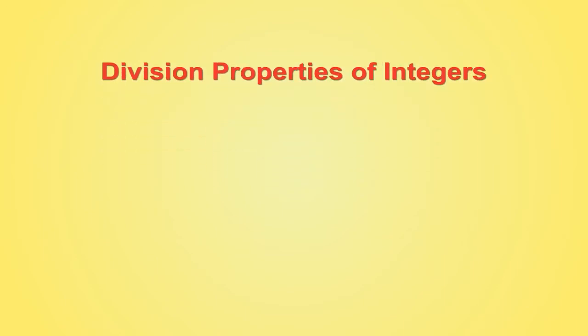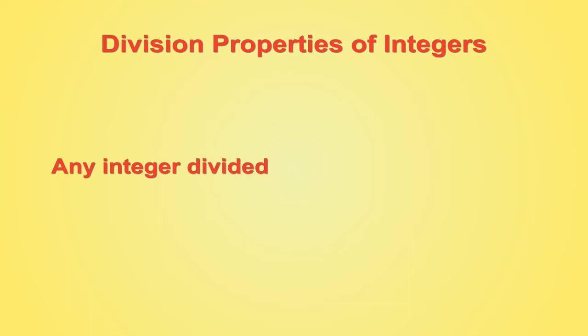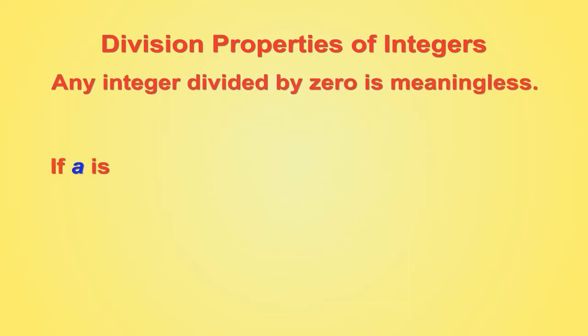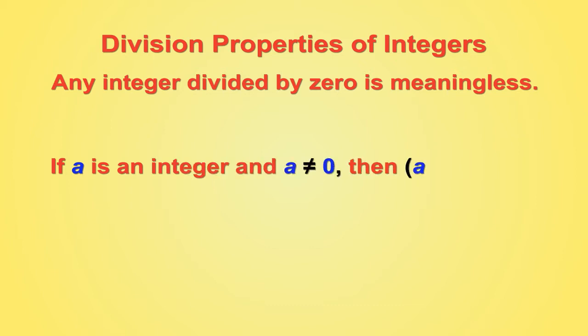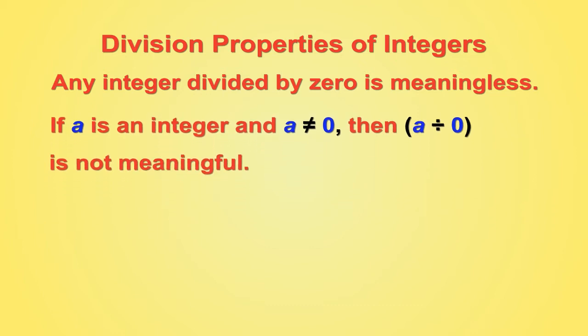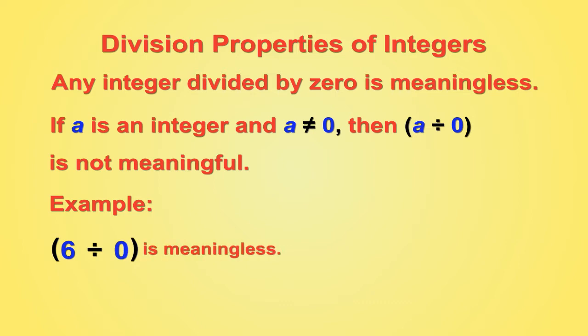Let's now learn about some more division properties of integers. Any integer divided by 0 is meaningless. It means if a is an integer and a is not equal to 0, then a divided by 0 is not meaningful. For example, 6 divided by 0 is meaningless. Similarly, minus 8 divided by 0 is also meaningless.